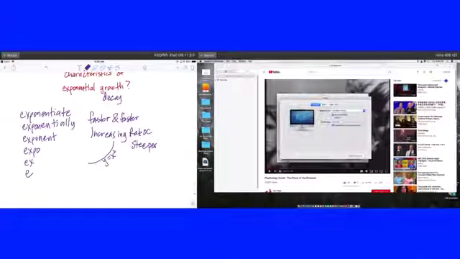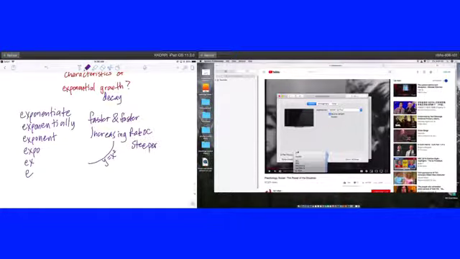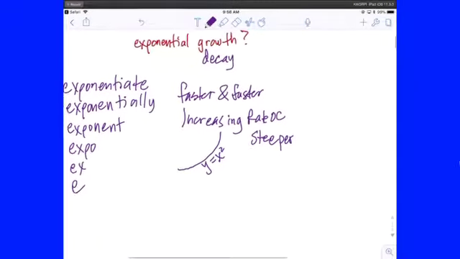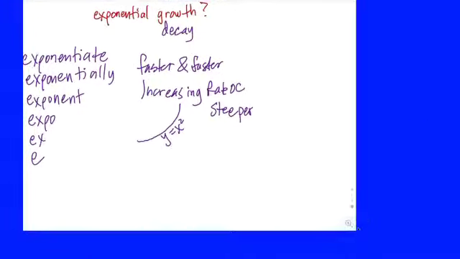But is X squared exponential? No, it's not. It's polynomial. X squared is polynomial, not exponential. So there's got to be something else that distinguishes polynomial growth from exponential growth.